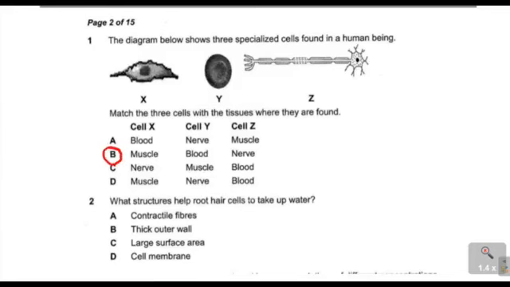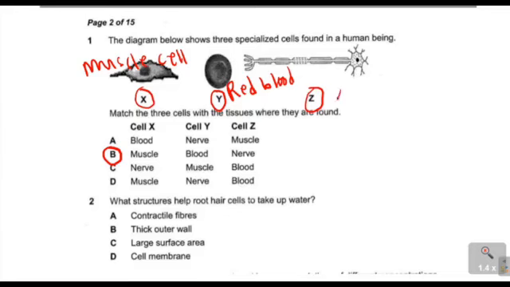So cell X, which is the muscle cell, is found in the muscles. Cell Y, this is the red blood cell, which is found in the blood. Then cell Z, this is the nerve cell or the neuron cell, which is found in the nerves. Okay, so we now come to our next question. So this is our next question right here.